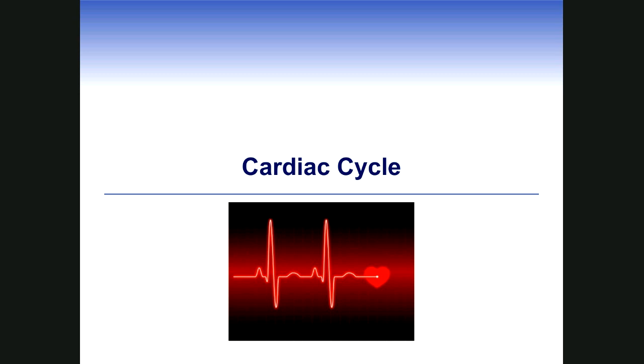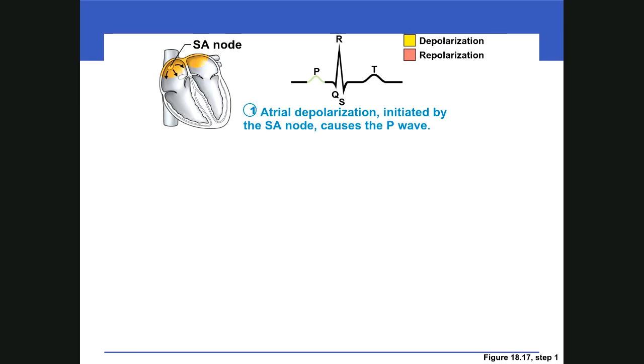Today we're going to talk about all of the events that happen in one beat, and that is called the cardiac cycle. It's called a cycle because it's a circle. Remember we went over this: it starts with the action potential.